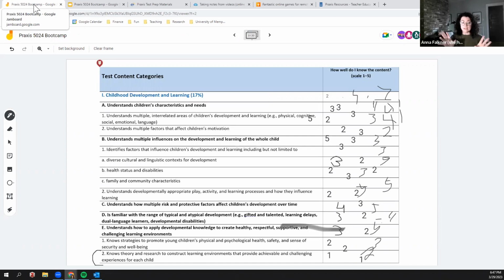Which is why I think there are two pieces to start prepping, right? The first piece is how well do I know the content? Family and community characteristics, developmentally appropriate play, activity, and learning processes. But if I were to ask you a question, the other piece is to actually take the practice test and get a sense of, okay, I don't feel super confident if I'm just reading the categories, but what does it look like if I'm going into this and doing this in practice? So to that end, let's take a little practice test and see how we're doing.